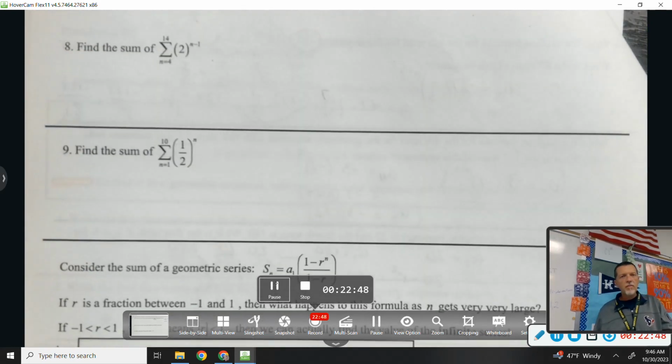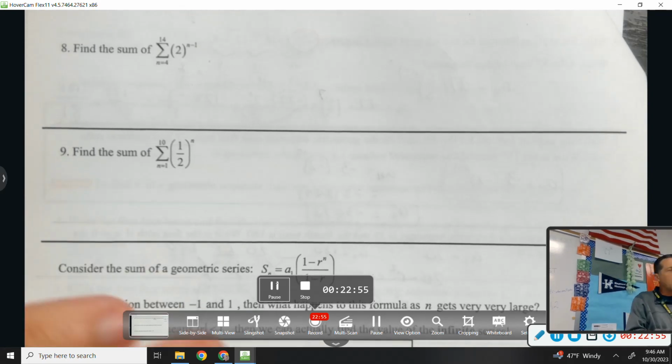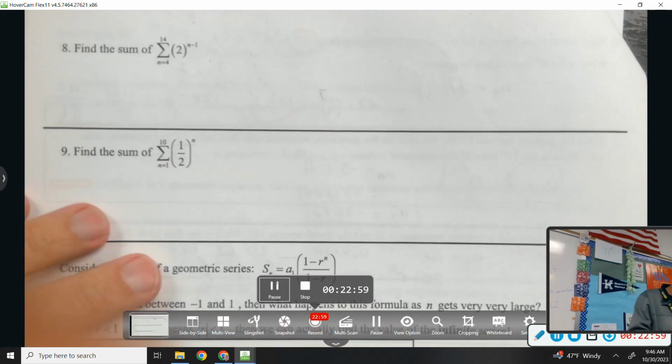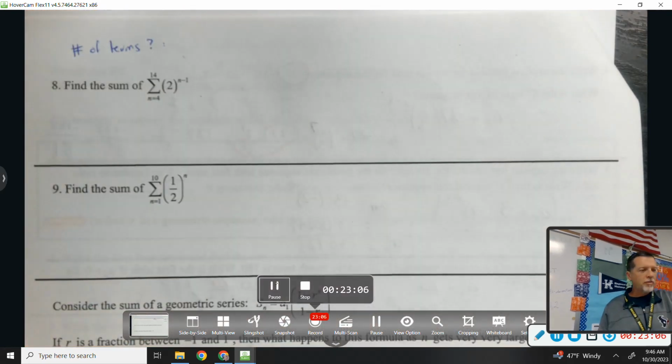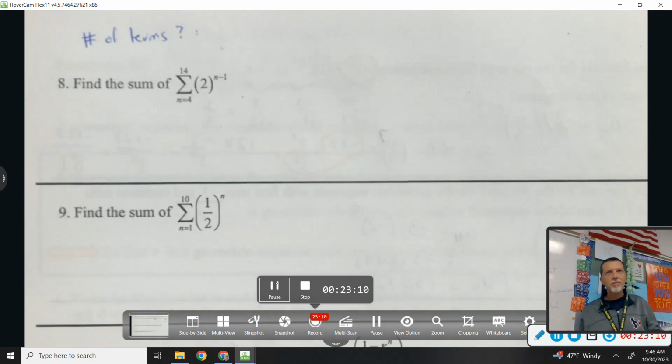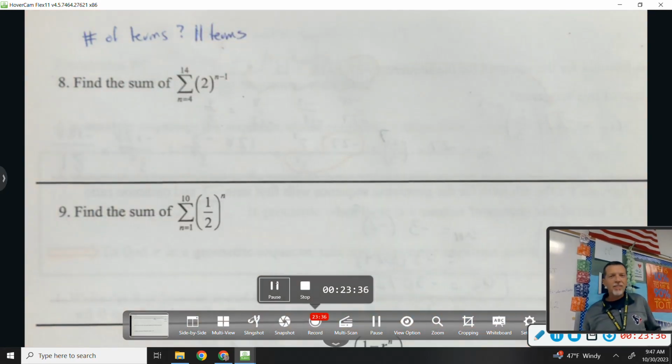Number 8. Find the sum from n equals 4 to 14. Here's a question for you. How many terms are there? If we go from 4 to 14, 11. Good. All right, so we're keeping it straight. Like, if you want to get from the 4th term to the 14th term, how many steps is it? 10. But if you want to add up from term 4 to term 14, that's 11 terms. That's the confusing part here: how many terms are there, how many steps are there? Not exactly the same question.